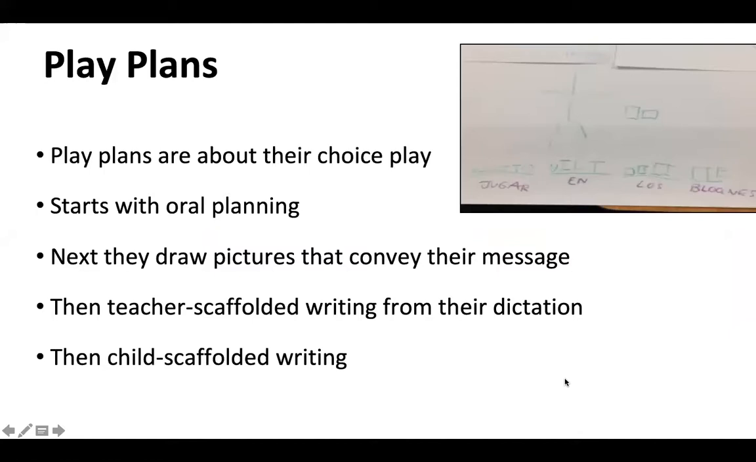So play plans are about their choice play. It always starts with oral planning. You might not introduce the written play plan for a while. First, they have to learn how to use the centers. Then they learn how to make an oral plan: I want to play in the kitchen. Next, they start to just draw a picture of where they're playing. Then you can start to model writing with scaffolded writing, and then the kids will start it.